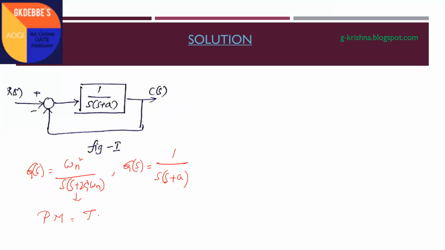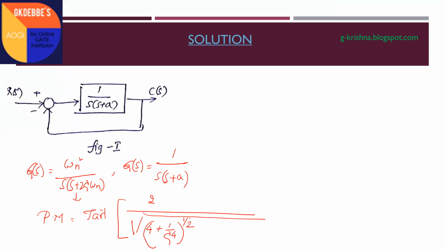I'm giving a very simplified formula for the phase margin of a standard second order system. That is tan inverse of 2 by square root of the square root of 4 plus 1 by zeta power 4, minus 2, whole power 1 by 2, which is a function of only the damping ratio. The phase margin of a standard second order system is a function of only zeta. Therefore, if you know the damping ratio, directly substitute it and you get the phase margin.